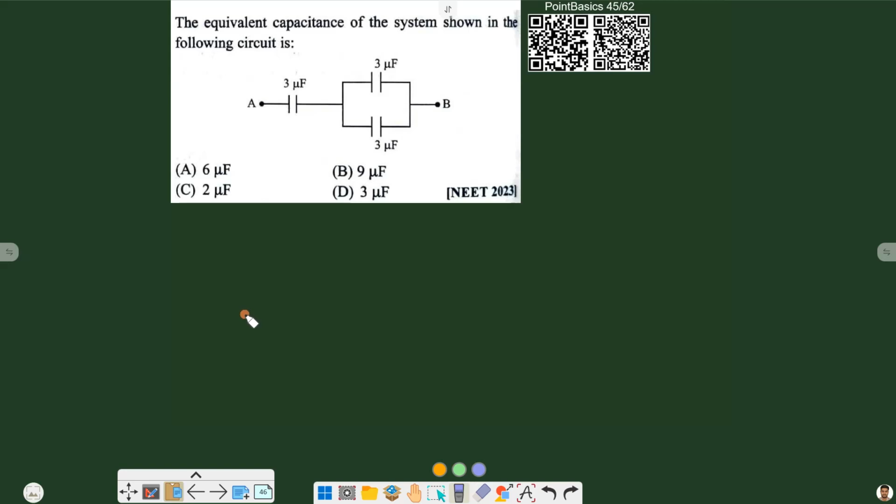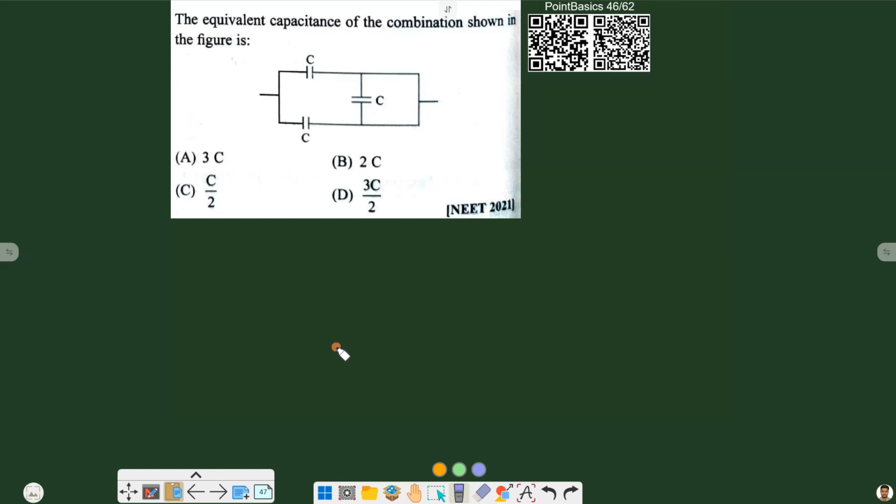Equivalent capacitance of the system shown in the following circuit. Here you can see that this 3 and this 3 are both in parallel. When capacitors are in parallel, they are simply added, so 3 plus 3 will be 6. Now both of them are in series, so they will be added in the inverse: 1 by 6 plus 1 by 3 gives 3 by 6, which is 1 by 2. Now take the inverse of 1 by 2, that is 2. So the answer will be 2 microfarad. Moving to next question.